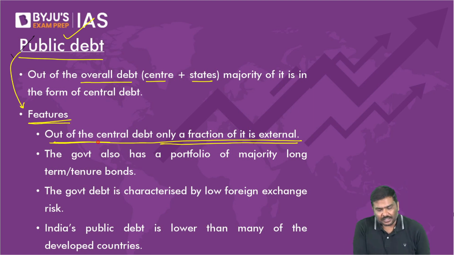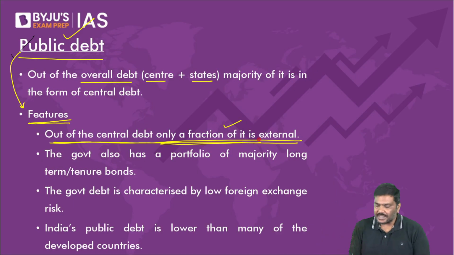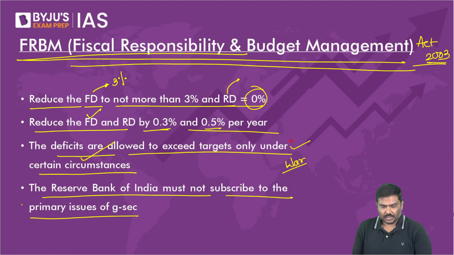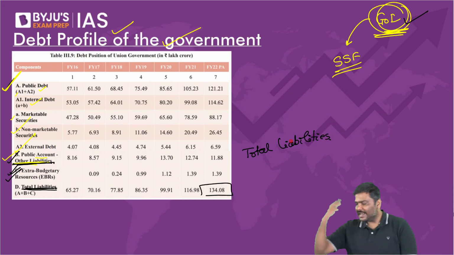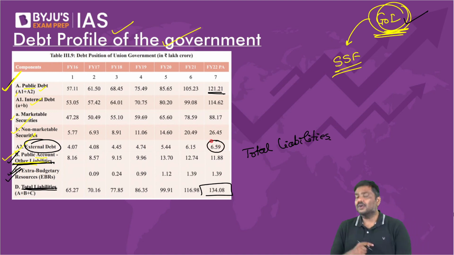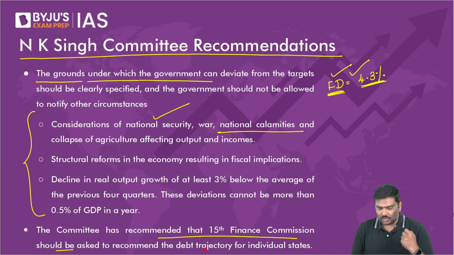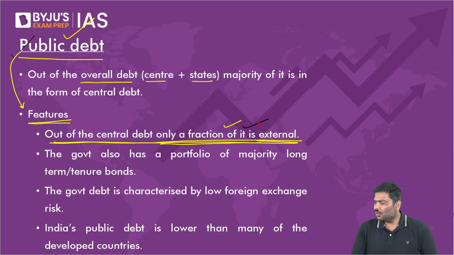Okay. Now let me start. Out of the total debt, only a part of it is external. How much is external? Let me show it to you. Do not memorize it by heart. This year, this is the data. Next year the data will change. Out of the total public debt of the Government of India of 121 lakh crore rupees, how much is external debt? External debt is around 6.59 lakh crore rupees. That is, if you calculate it, 5% of the total debt is external in nature. So only a fraction of it is external in nature.